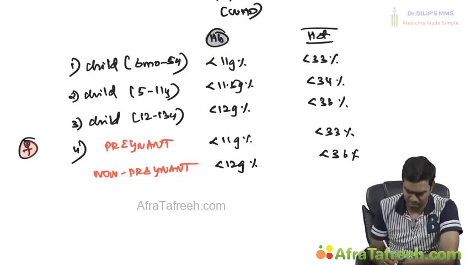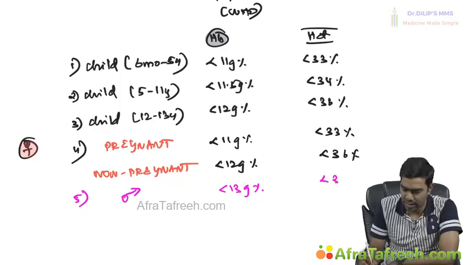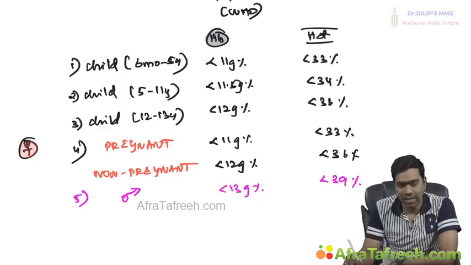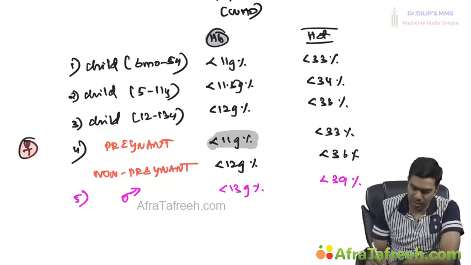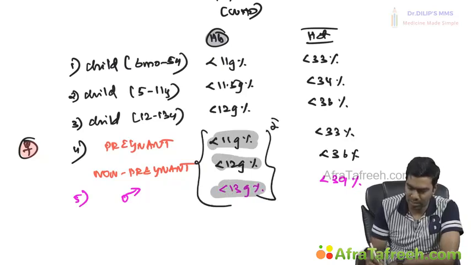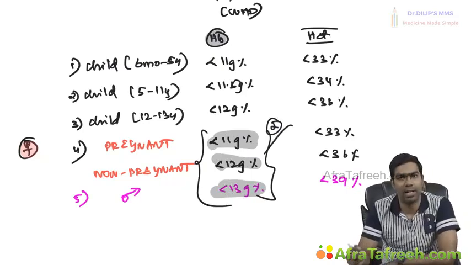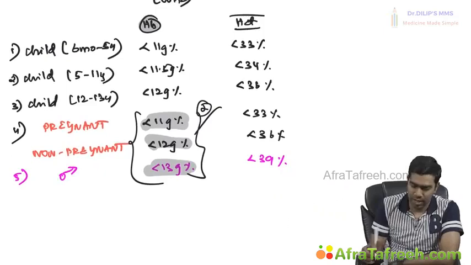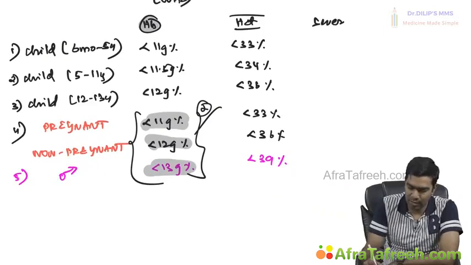Similarly, if it's an adult male, if it is less than 13 grams per deciliter or less than 39% hematocrit, you're going to call it anemia. At least the minimum you have to remember for exams is these three things, because they are very repeatedly asked in exams regarding the definitions of anemia and the criteria for diagnosing anemia.